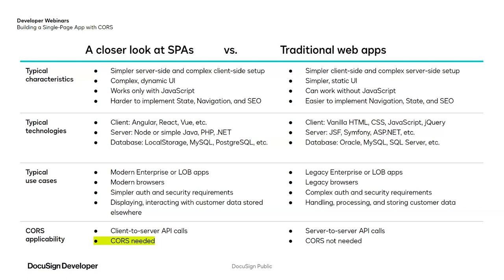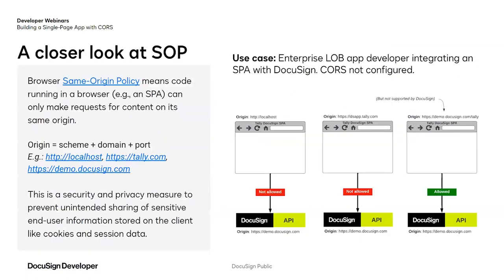So let's transition now to talk a little bit about same origin policy. Again, same origin policy is a browser enforced policy that means code running in the browser can only make requests for content on its same origin. Now, what is an origin?